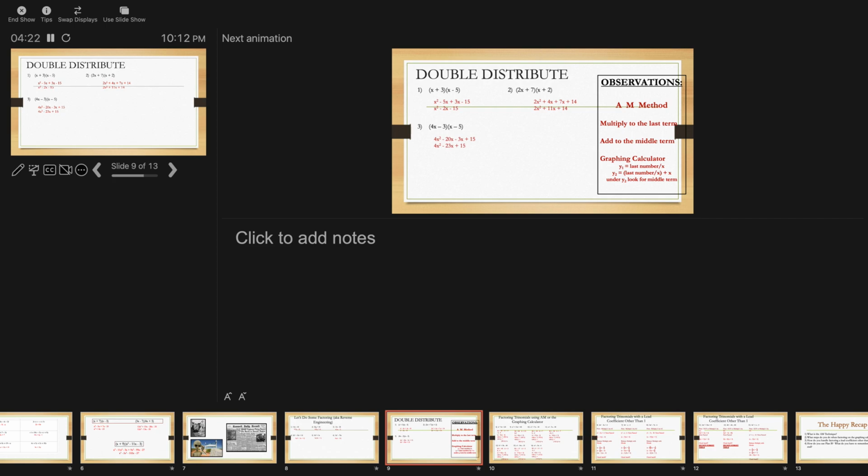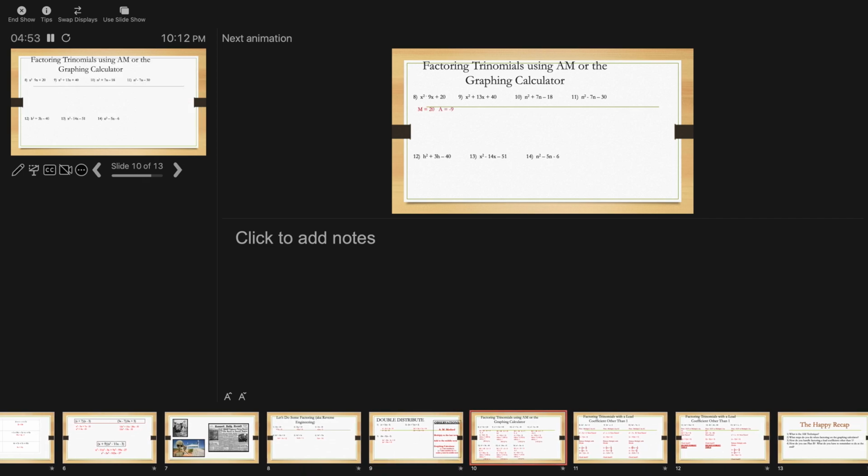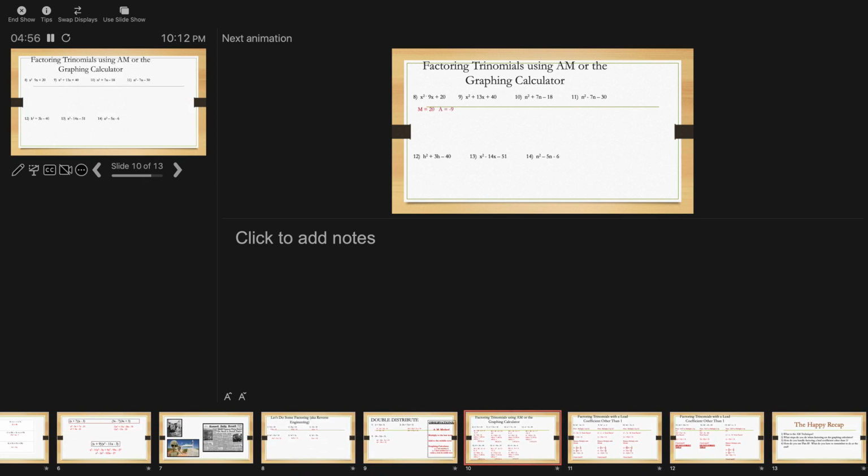It does not apply when the lead coefficient, that's the first coefficient you see in front of the highest x squared term, is not 1. When that's not 1, you can throw out the idea of the AM technique. You can also throw out the factoring of the greatest common factor. You have to take alternative steps when the lead coefficient is not 1. Here are those observations again about the AM method: it only works when the lead coefficient is 1, and the graphing calculator technique only works when the lead coefficient is 1.